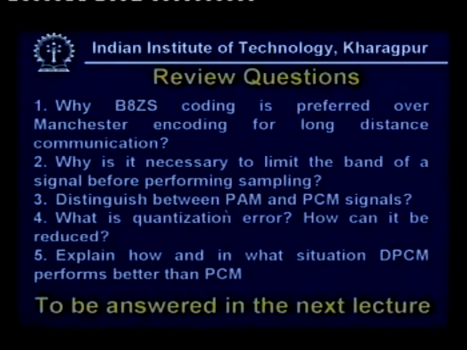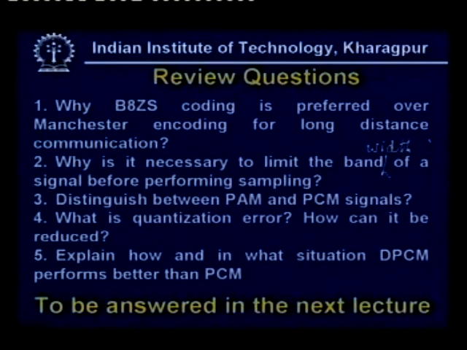First question is, why is B8ZS coding preferred over Manchester encoding for long distance communication? That is the first question. Second question is, why is it necessary to limit the bandwidth of a signal before performing sampling?